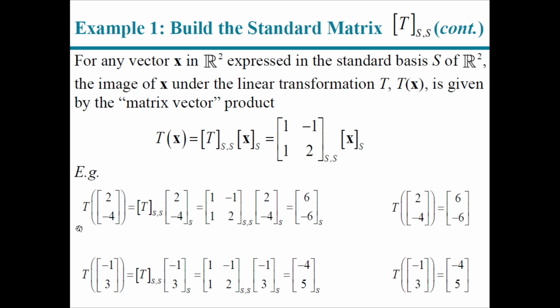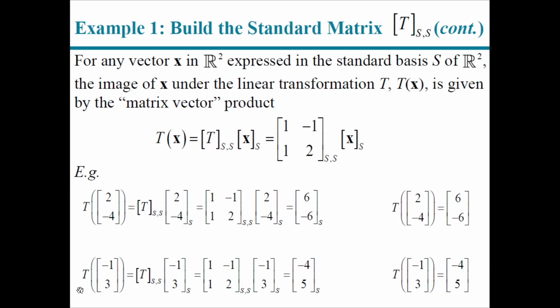So here in an example, if I want to apply a linear transformation T to the vector (2, -4), I use the standard matrix associated with the linear transformation and multiply it by the coordinates of the vector (2, -4) in the standard basis, which is the same as the vector, obviously. So I do the product and I get as the result the coordinates in the standard basis of the image. Obviously, again, coordinates in the standard basis are equal to the vector itself. So the image of (2, -4) under the linear transformation is (6, -6).